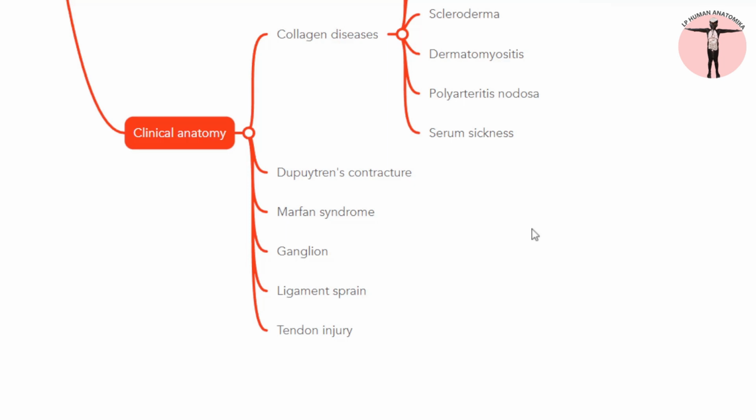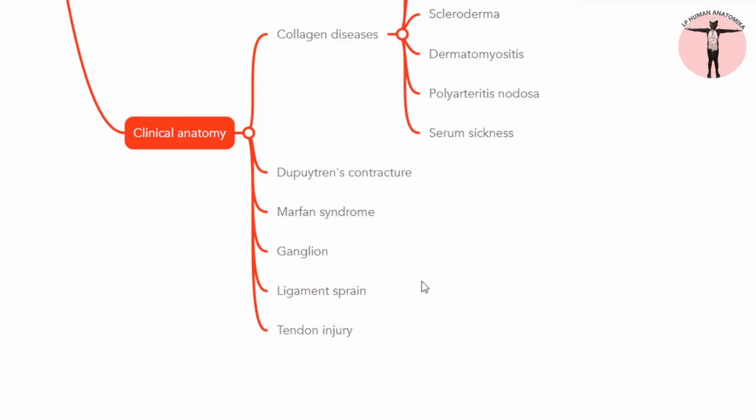So with this, we are completing the connective tissue. If you want the details of all this, please go back and watch the previous 4 parts of the connective tissue.